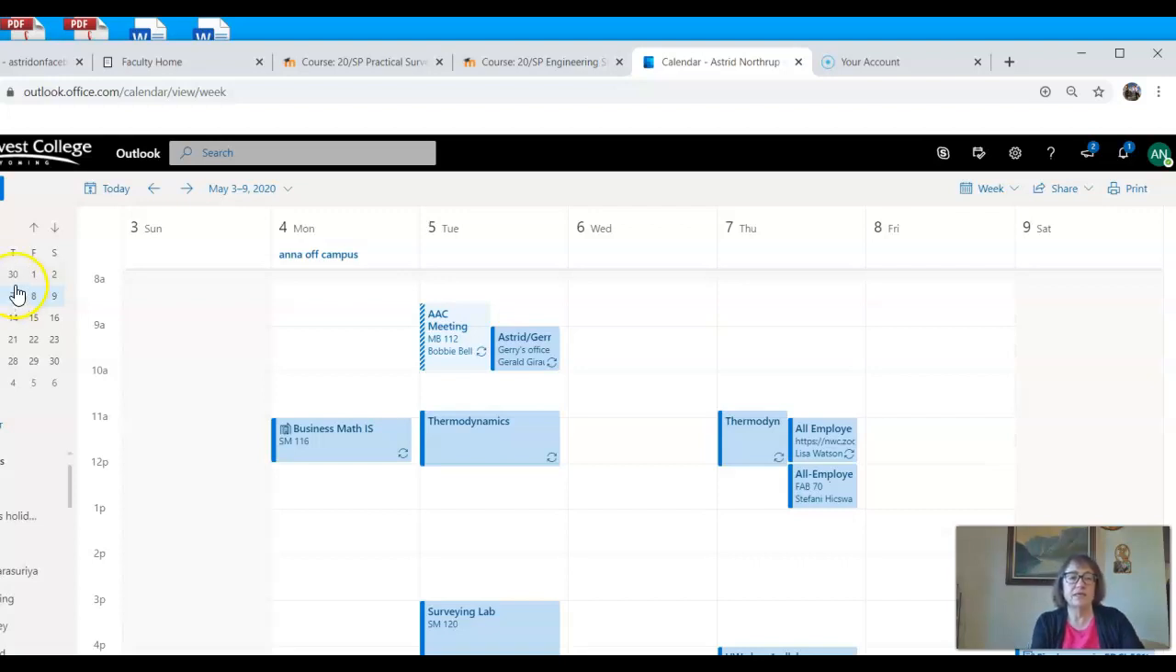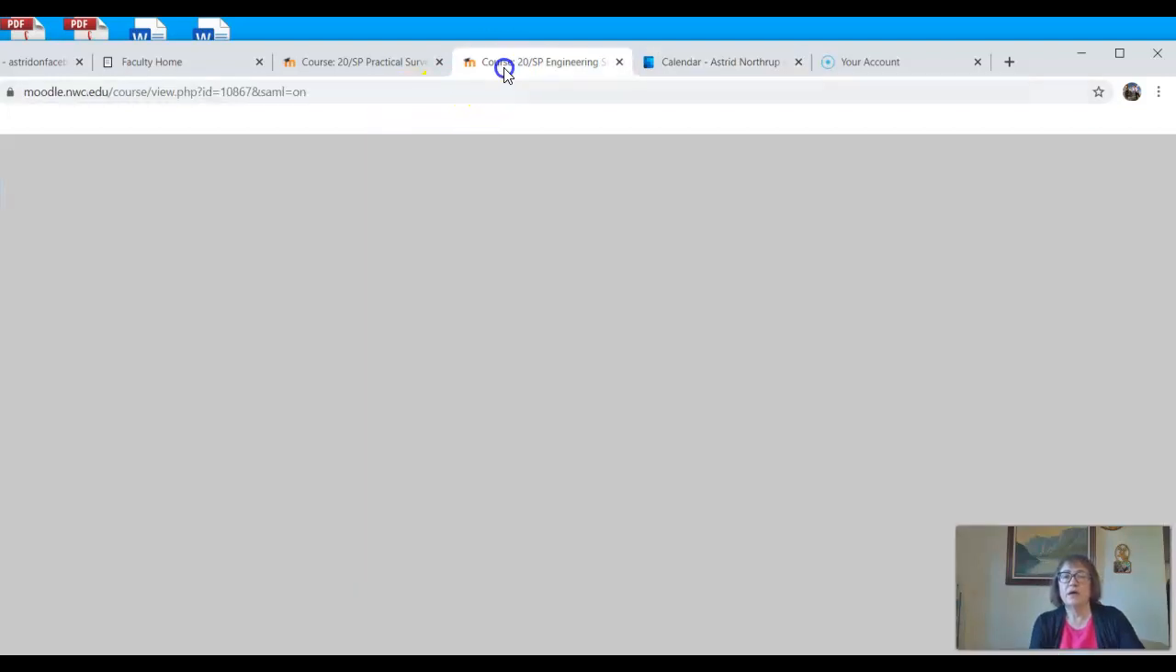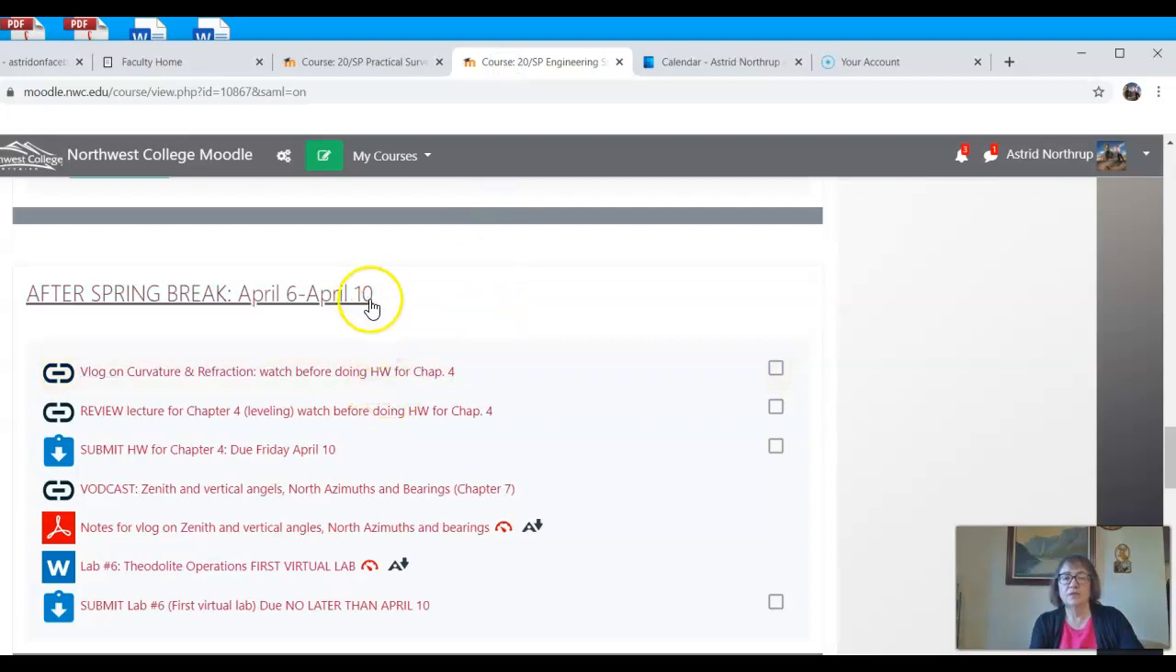But basically what that tells me is we have 4 weeks left, and we're going to have 4 topics. So the first topic, as we've been talking about, is using a theodolite. The second topic will be a total station. The third topic will be GPS, and our final topic will be the public land survey system. So as far as your course pages go, I will keep those in modules.